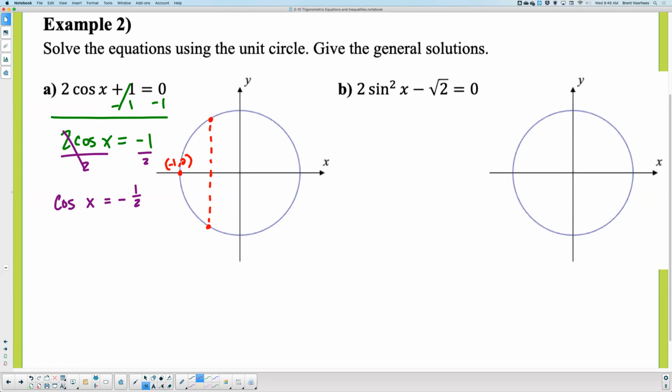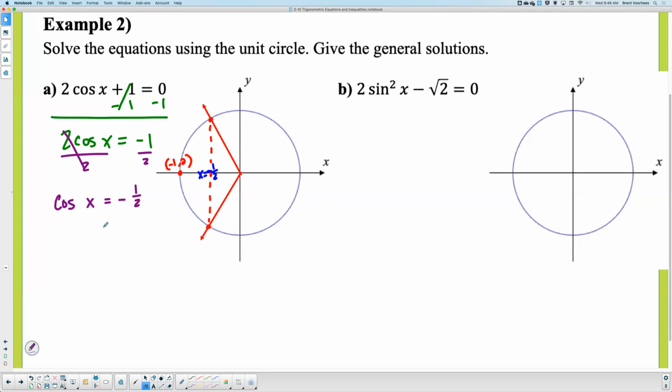And I'm going to use a straight line to make sure I hit this right. We're gonna have an answer here, and we're gonna have an answer here. Why am I gonna have those two answers? Because at this location, what is my x value? -1/2. That's right there.